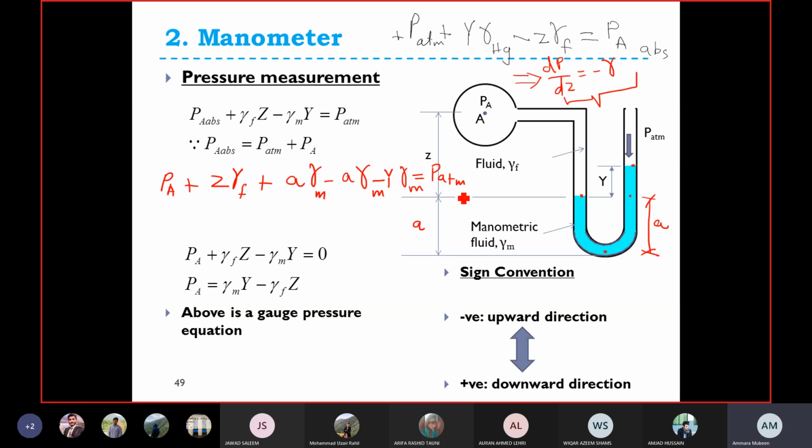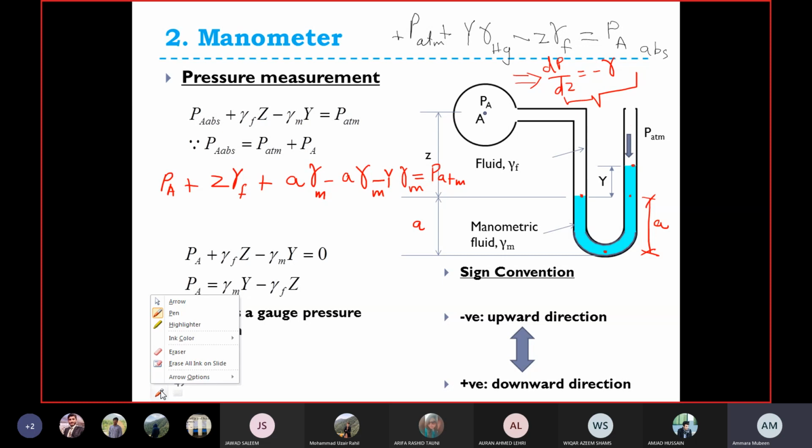So that is why you use this. If you are writing this atmospheric pressure on the other side, then you will be taking a negative sign, since you are going upward in the tube. So this is how you write the manometric equation.